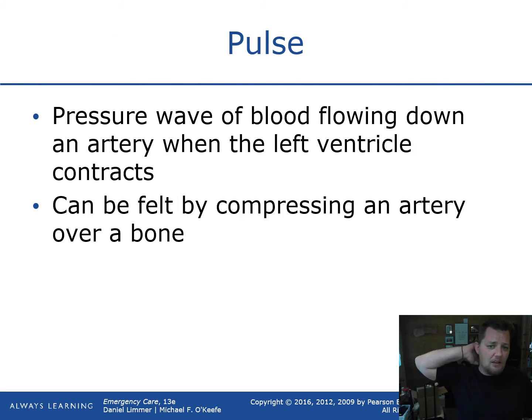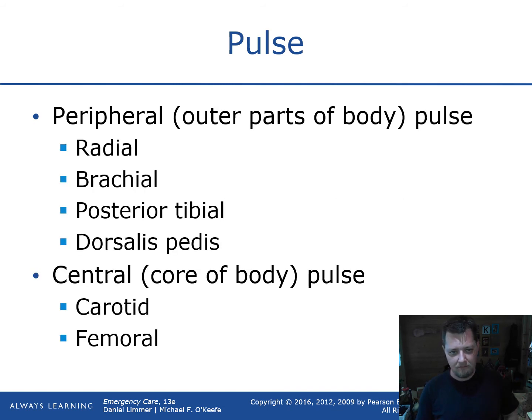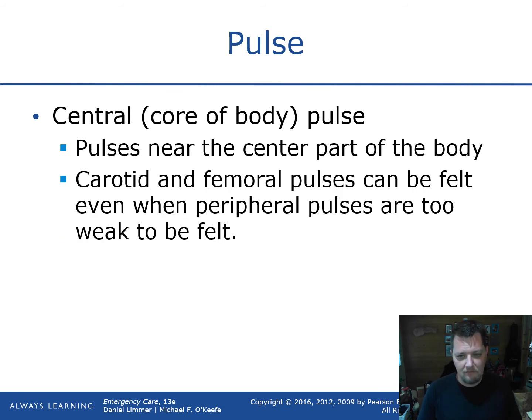All right. So pulse. Pulse is the pressure wave of blood flowing down an artery when the left ventricle contracts. It can be felt by compressing an artery over a bone. So you've got peripheral pulses, which are the outer parts of the body, so radial, brachial, posterior tibial, and dorsalis pedis. And then you've got central pulses, which are at the core of the body, and you've got your carotid and femoral. So central pulses can be felt when the peripheral pulses are too weak to be felt.